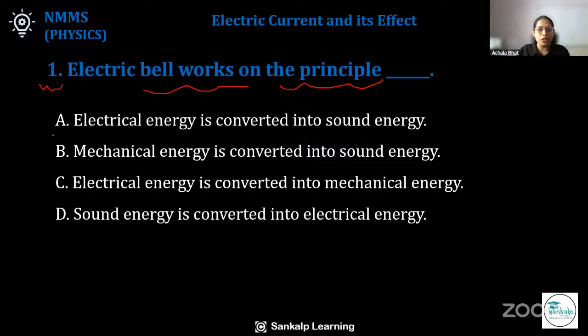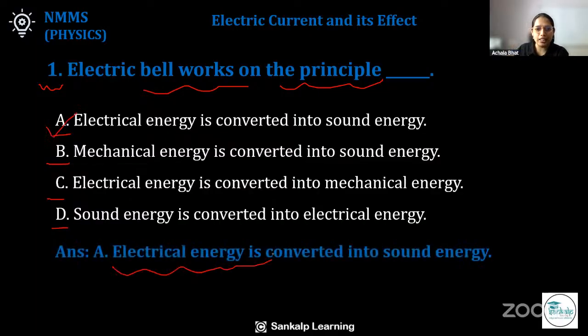Option A: Electrical energy is converted into sound energy. B: Mechanical energy is converted into sound energy. C: Electrical energy is converted into mechanical energy. D: Sound energy is converted into electrical energy. We know that energy can be converted from one form to another form. Here, electrical energy is converted into sound energy. Option A is correct.